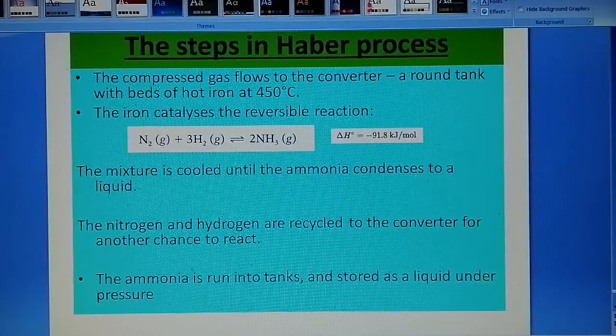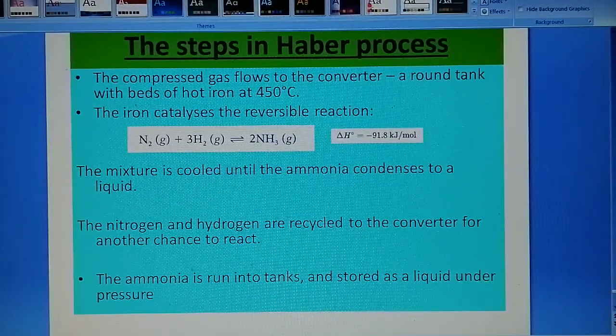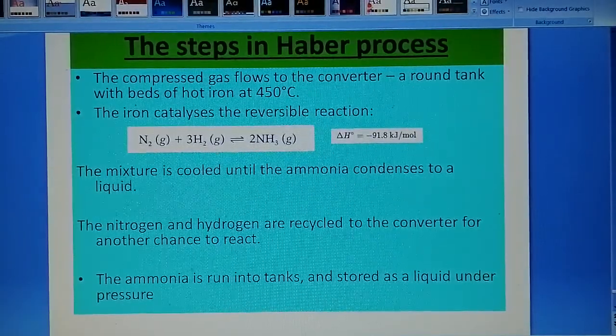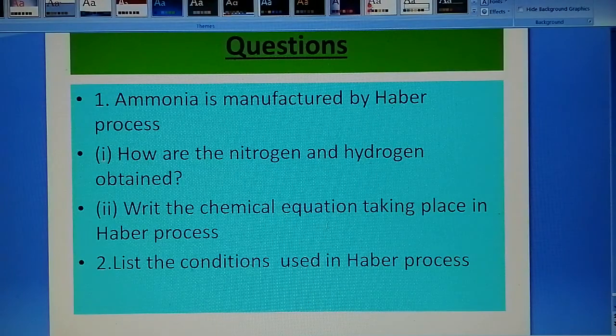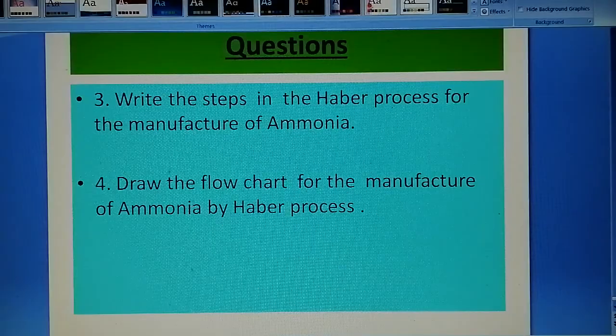We still have to go into detail about why these conditions are used; we will do that in the next class. So till now you have to write these questions. Ammonia is manufactured by the Haber process. How are nitrogen and hydrogen obtained? Write the chemical equation taking place in the Haber process. List the conditions. Write the steps in the Haber process for the manufacture of ammonia.